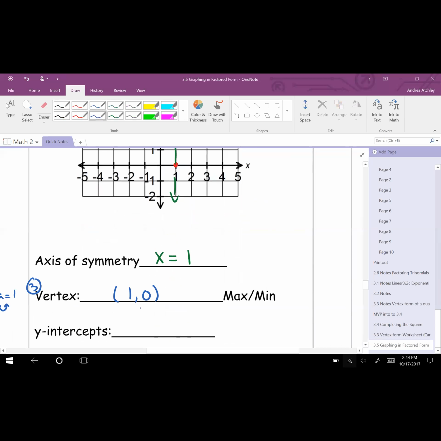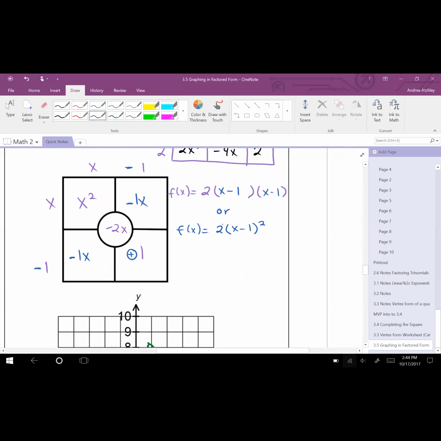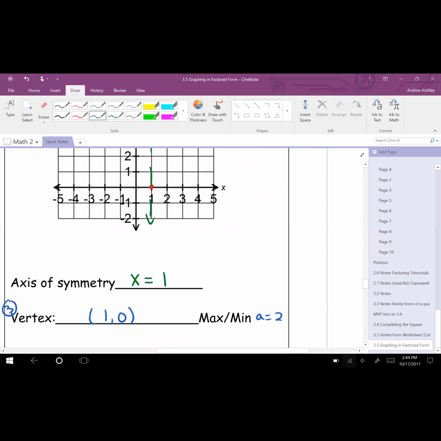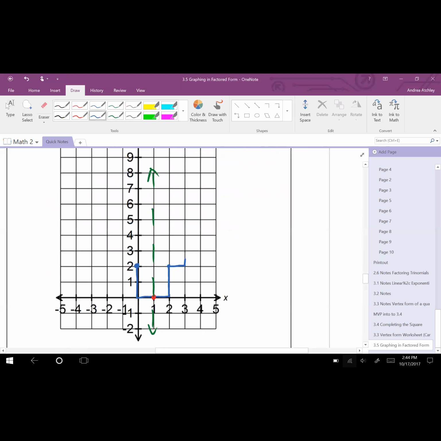My A value, though, is 2. So from here, I have to go over 1 and up 2, over 1 and up 2. Then over 1 and up 6. 1, 2, 3, 4, 5, 6.